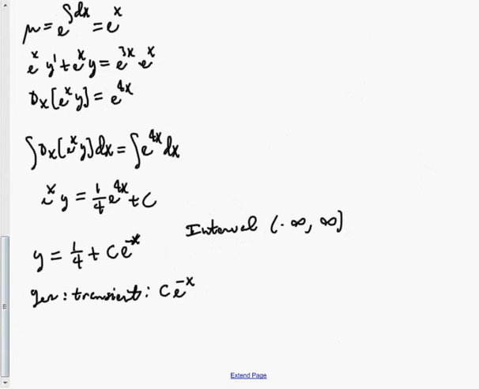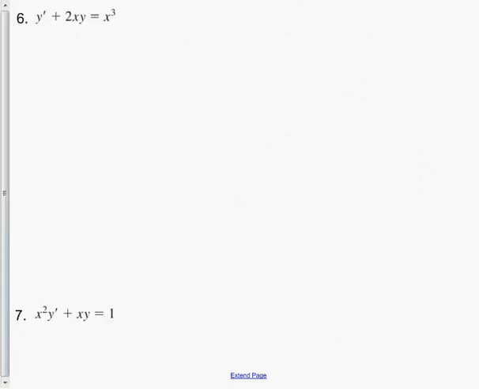Any questions? Let's look at another one. Let's take number 6. It's already in the standard form. The key is that whatever is multiplied to y prime has to be 1, right? So if there's a term there, you divide it through the differential equation. So here mu is e to the integral of 2x dx. So this gives us e to the x squared.